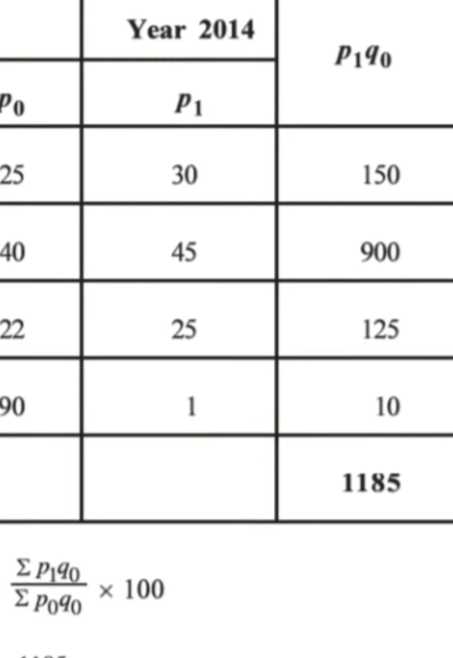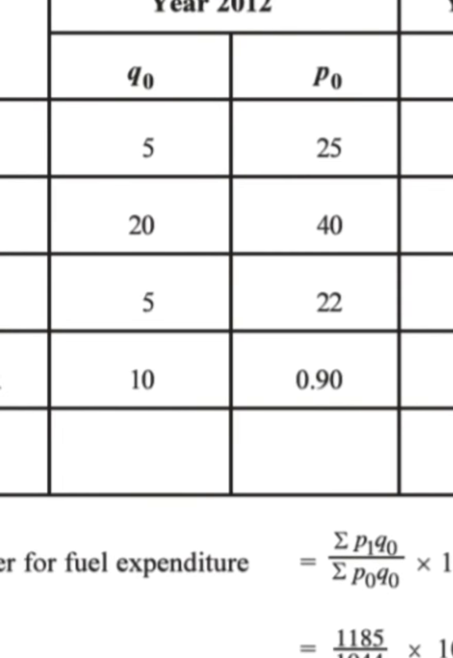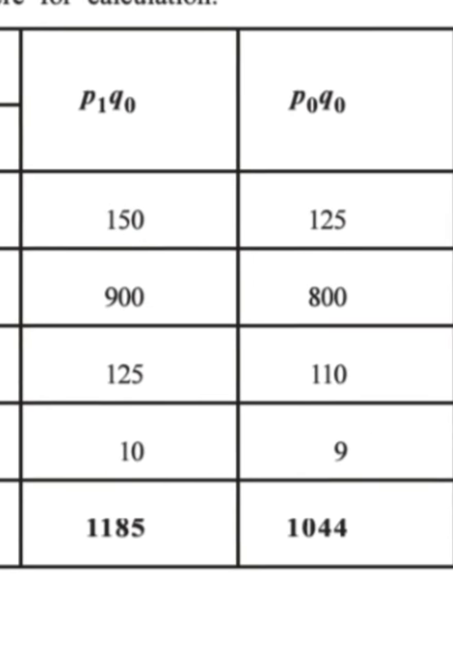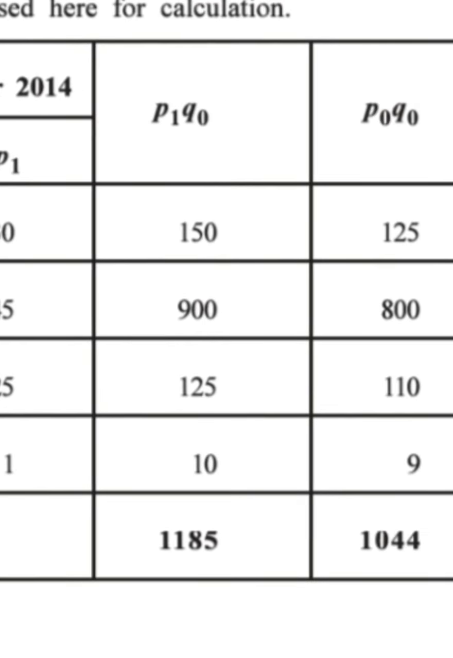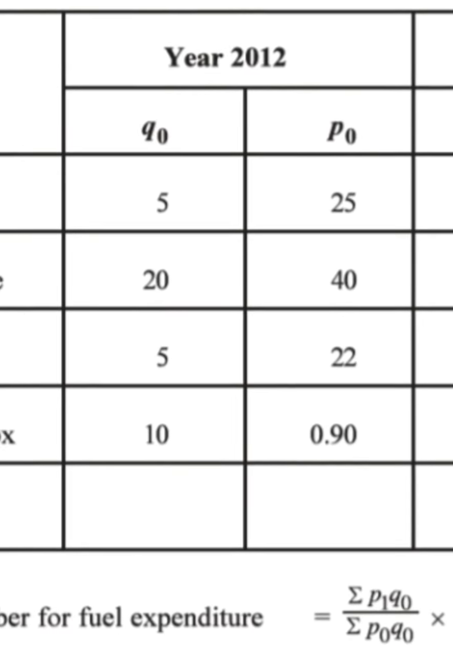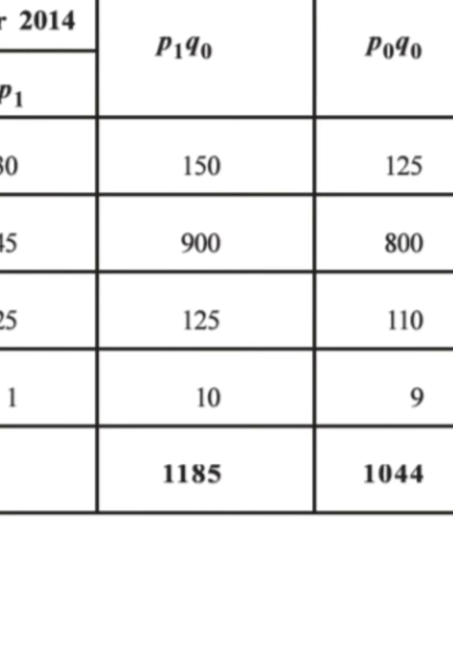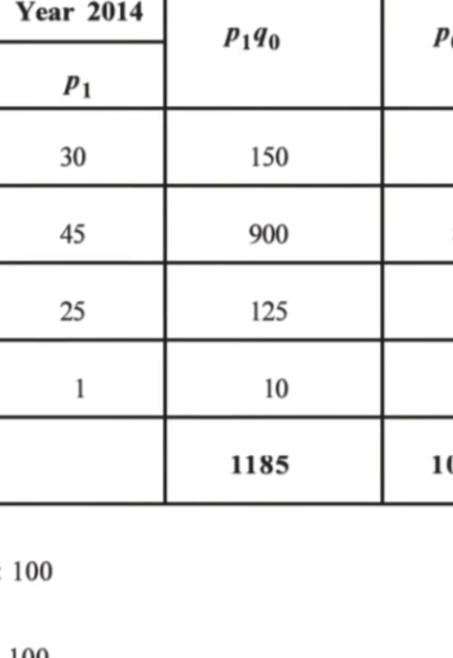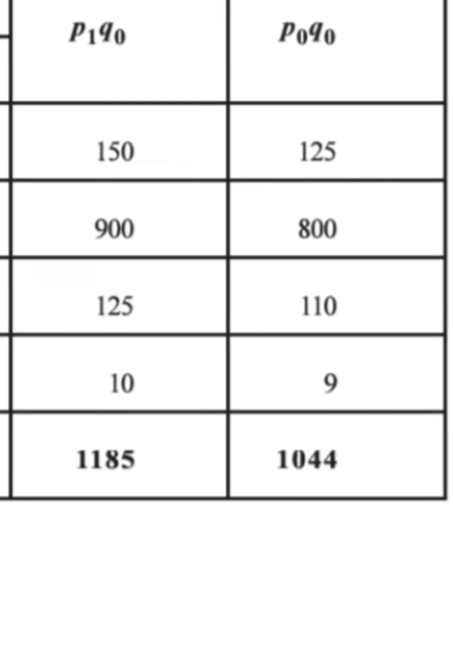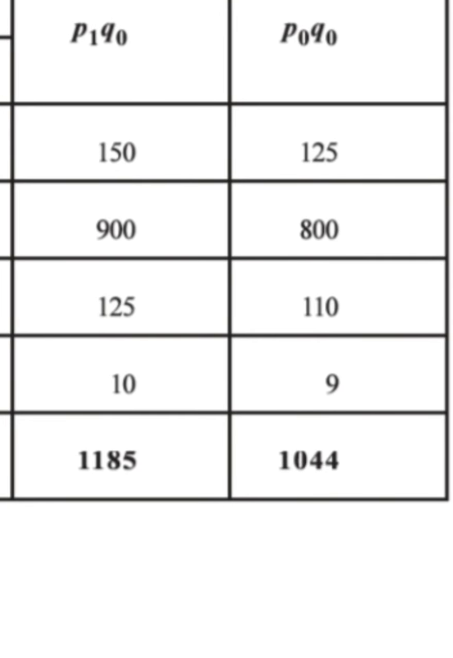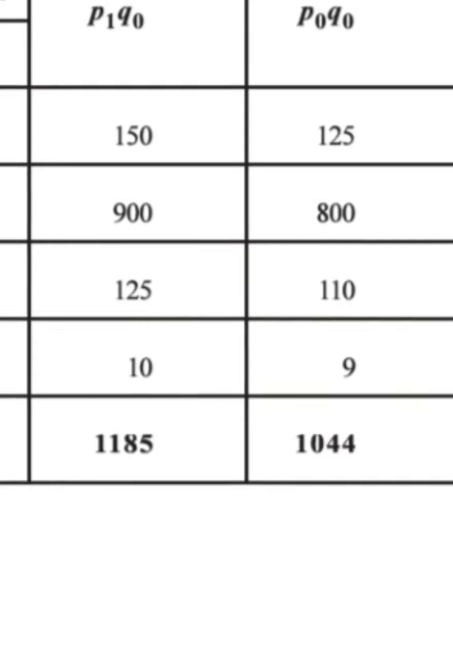Then comes P0 Q0. For P0 Q0, you are going to multiply these two columns. That is 25 into 5 will give you 125. Similarly, 20 into 40 will give you 800. Then 5 into 22 will give you 110, and then 0.90 into 10 will give you 9. You will do the total of it. Sigma P0 Q0 is coming up to 1044. So that is how you got sigma P1 Q0 and sigma P0 Q0.